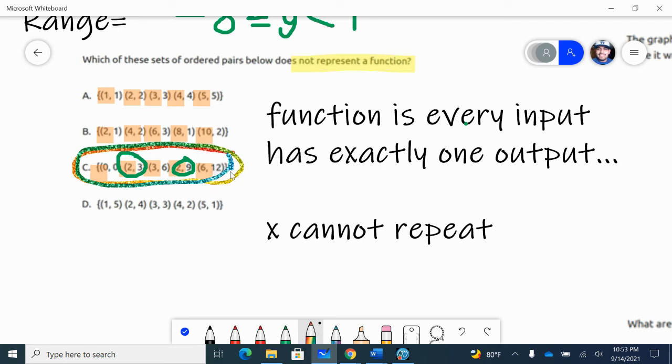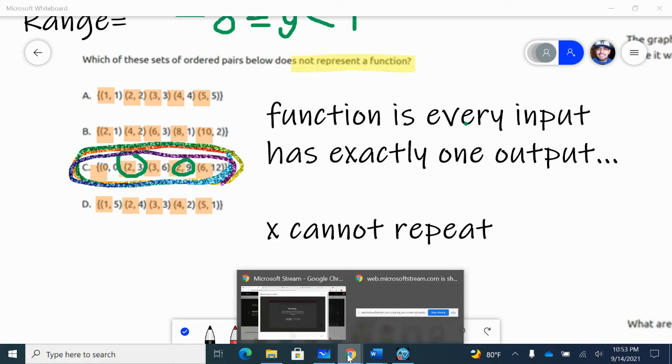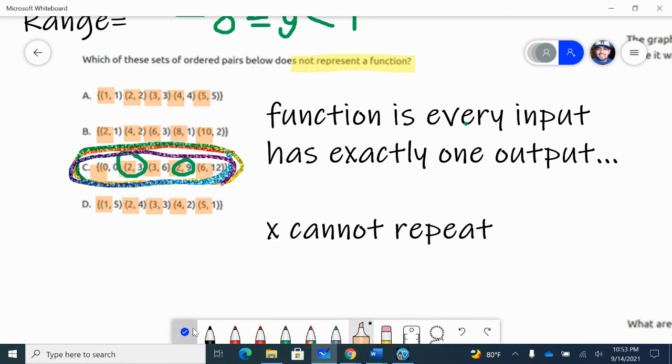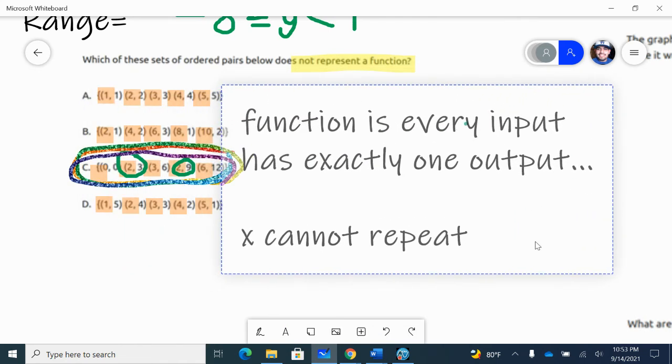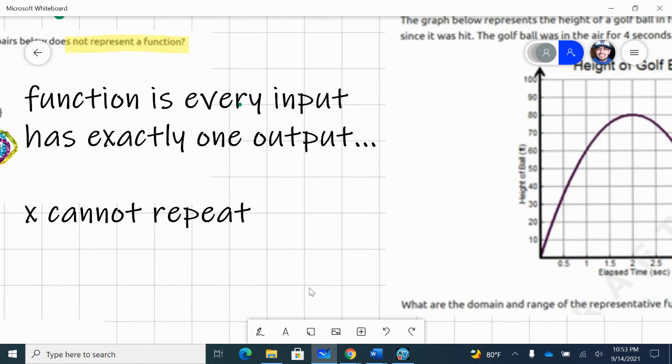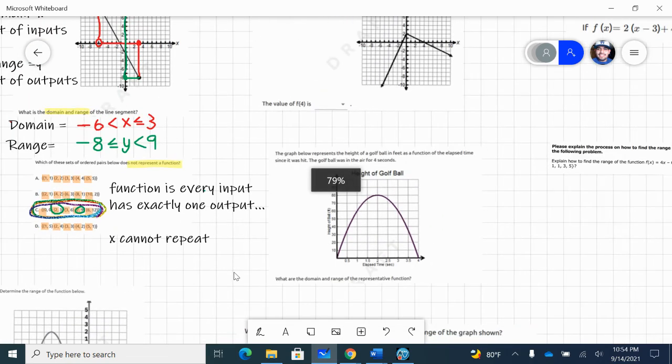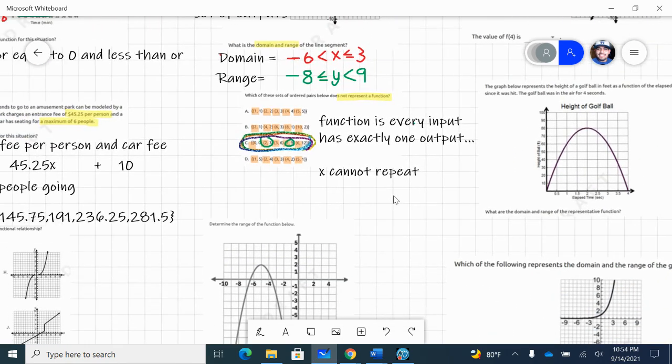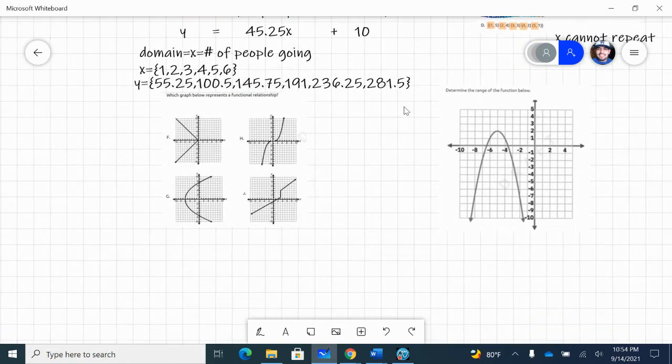And again, notice how this is all about reading carefully, guys. Now again, can we continue? Yes, look. D, 1, 2, 3, 4, 5. None of those repeat. The only ones that have a repeating X is C. Therefore, C is my answer. All right, all right. Let's move on. Oh, my apologies. Let's go to this one.